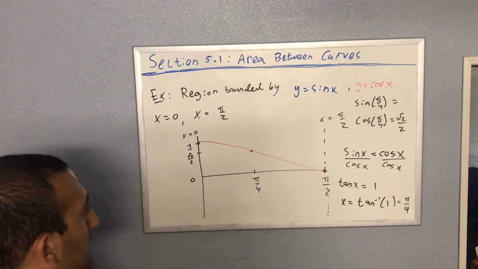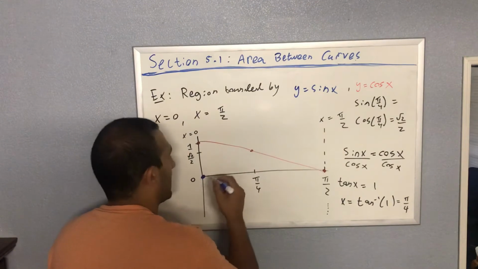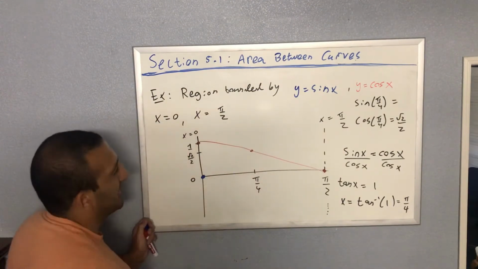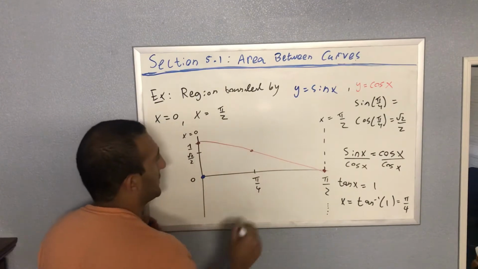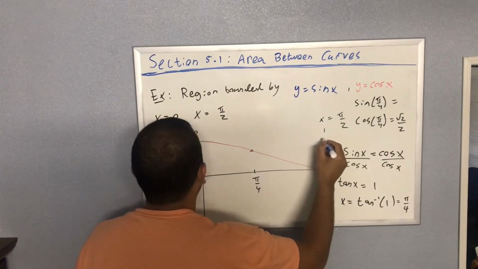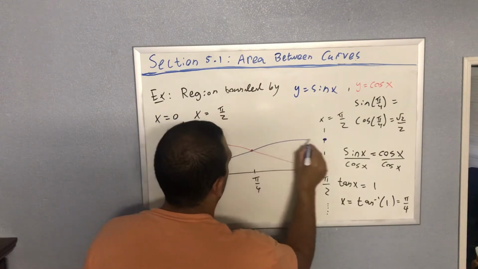And then sine is the exact opposite. It starts out at 0, sine x, and then at pi over 4 it hits the common point root 2 over 2, and then at pi over 2 it hits the maximum value of 1. So sine looks like this.